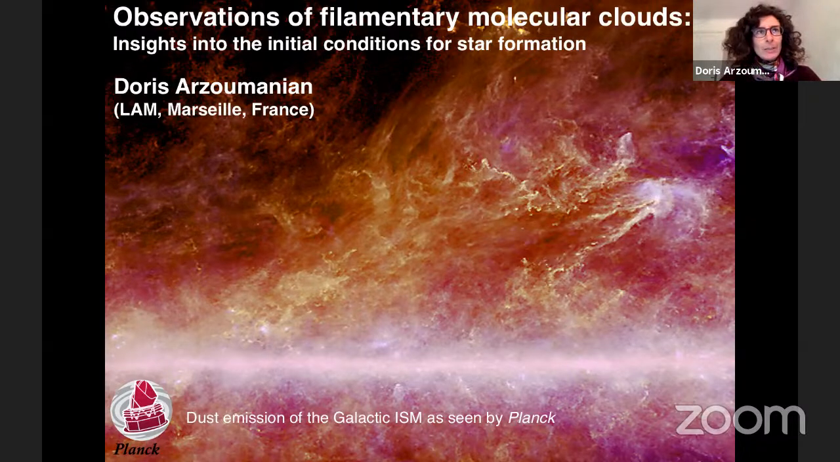So today what I will discuss with you is related to the structure of the interstellar medium and the star formation that takes place in this interstellar medium. In particular, I will present some of the properties of the filamentary structures that we see in the interstellar medium. You can see these filamentary structures nicely on this very beautiful image taken by the Planck satellite that traces the dust emission of the interstellar medium.